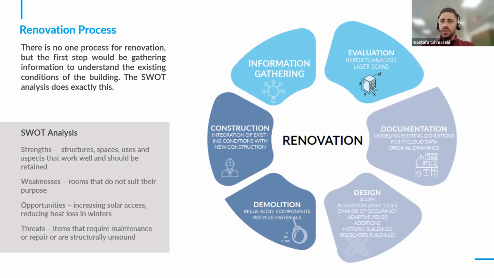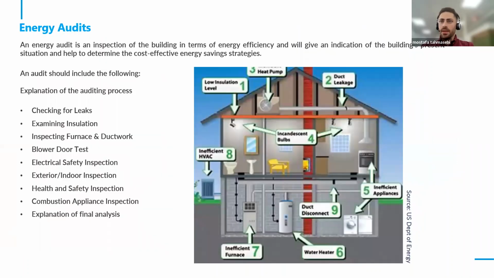So we always want to first get the information that we need, go through the evaluation, document everything, do the design, and then figure out if we need to demolish something or add some sort of construction to the building in a renovation process. And to start somewhere, energy audits are a good option. An energy audit is basically an inspection of a building that is useful in terms of energy efficiency. These types of audits give an indication of the building's present situation and usually include things like checking for leaks, examining the insulation, blower door, and different tests. So we actually get an idea of how the building operates and what are the things that we might want to consider when it comes to doing the renovation or proposing different options.